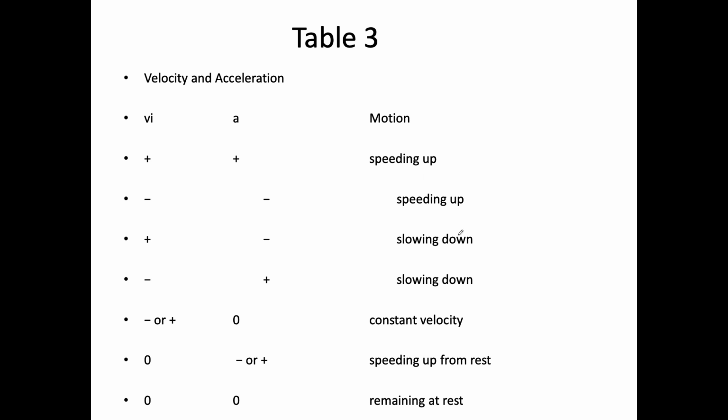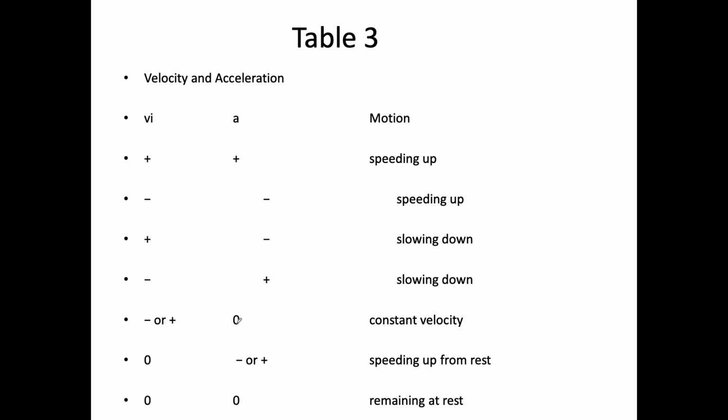And so what we have here, you notice we have a little table. This is our initial velocity. If the initial velocity is positive, acceleration is positive, we're speeding up. The magnitude of our vector is increasing. If both are negative, initial velocity and acceleration, our final velocity is going to be higher in magnitude. It's speeding up. If one's positive and one's negative, that means the magnitude is decreasing, either slowing down in the positive direction or slowing down in the negative direction.